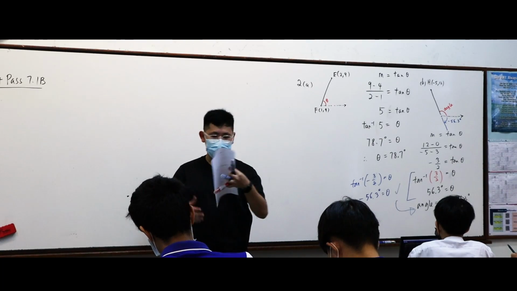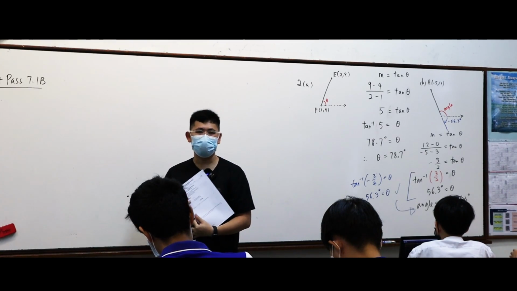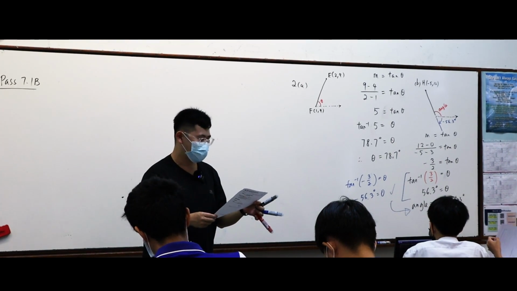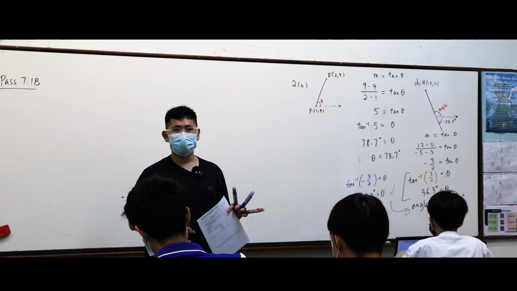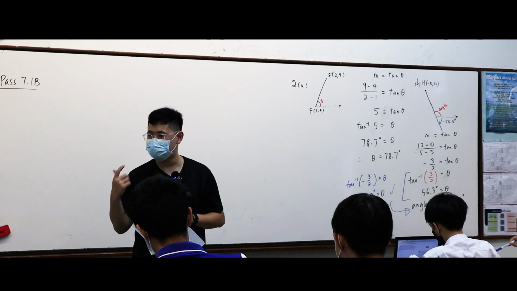Okay, exit path 7.1b. So this one is on parallel lines and collinear points. So what are parallel lines? They have the same gradient. They have the same steepness. So because of that, they have the same gradient.